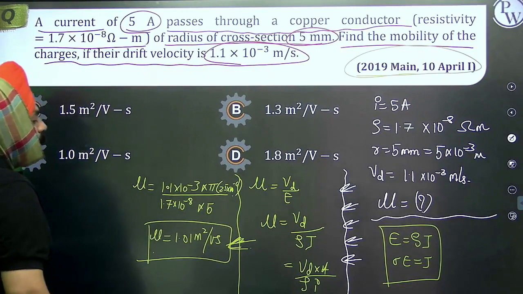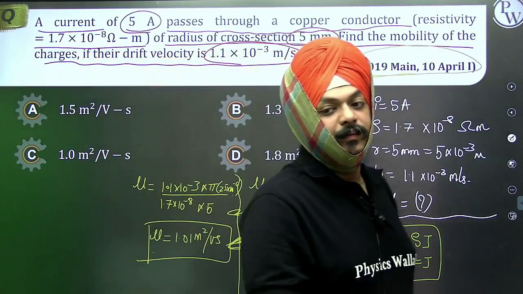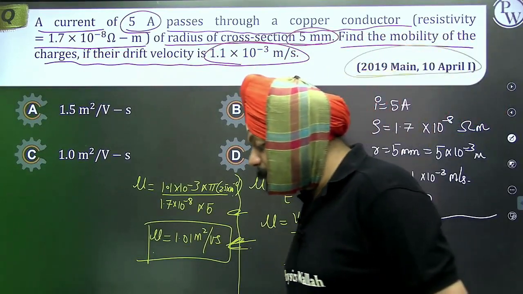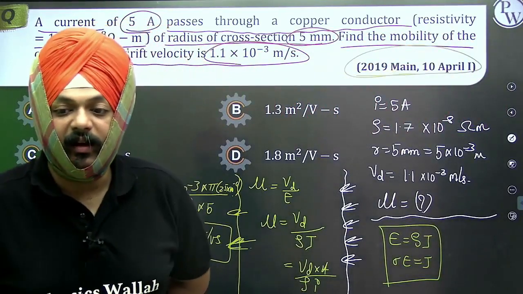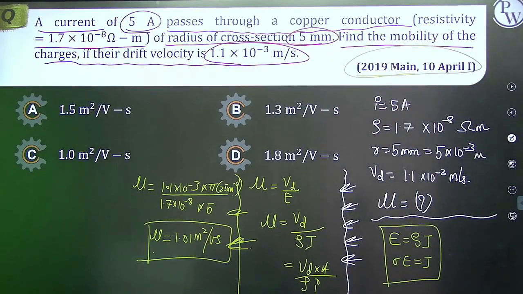This is the mobility. You just have to replace the values and get the answer. Yes or no, guys? Okay, I'm moving aside on the countdown of 5. You can have a snap of it.